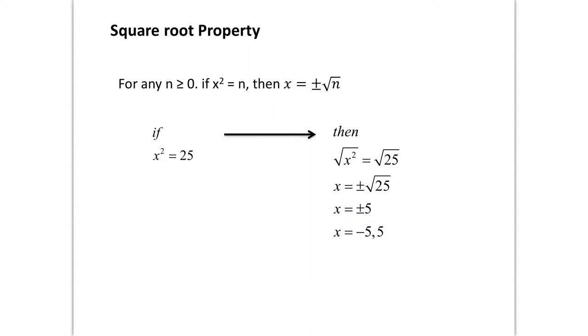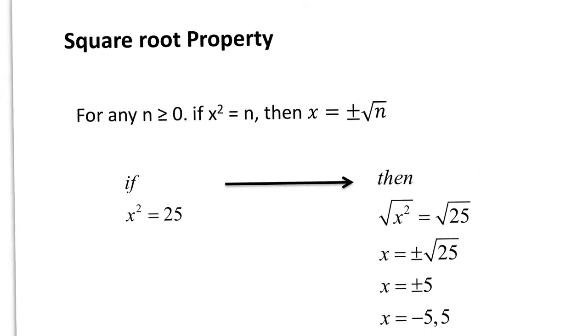So this is the square root property. Let me zoom in here so you can see the actual property. Take any number n greater than or equal to 0. So notice we have a positive number, greater than or equal to 0, and you're trying to solve x squared equals n. X squared means you have a quadratic equation. The square means quadratic; you have a degree of 2. Then you can set x equal to positive or negative the square root of n, which is the number that you have in that equation.